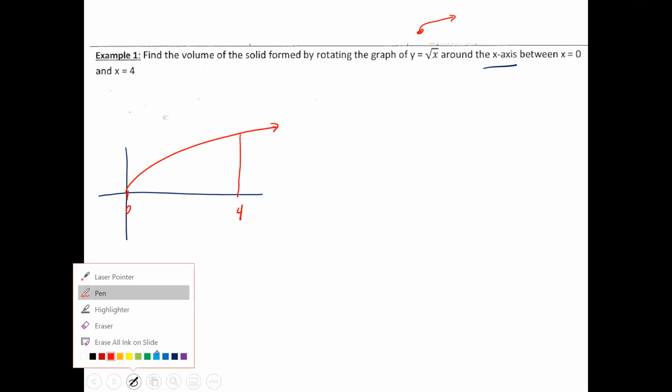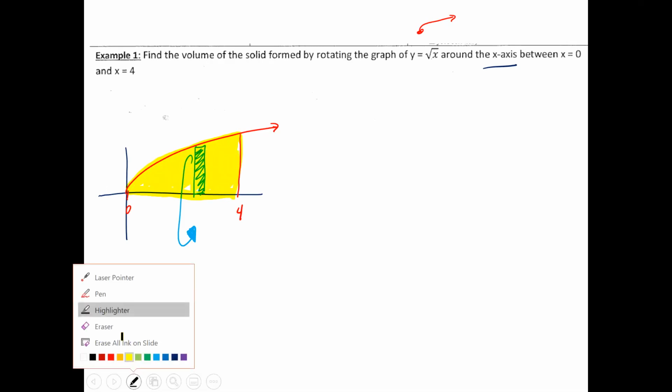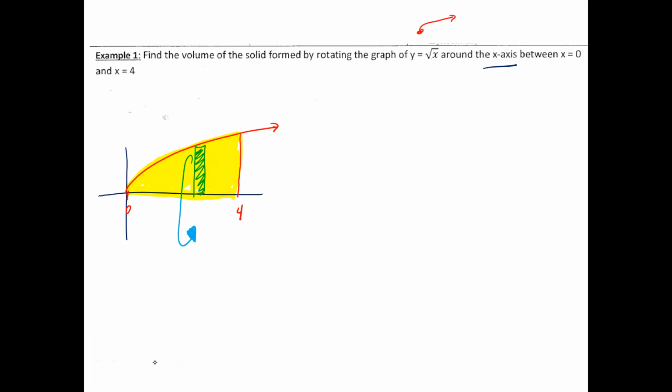I know I'm going to have a rectangle right here. And as this rectangle disk is evolving around here, I'm going to have all of the disks added together. So my goal is to ultimately find the volume of this piece here. But then also don't forget that as that disk is evolving around, you also have the volume of this bottom piece right there.